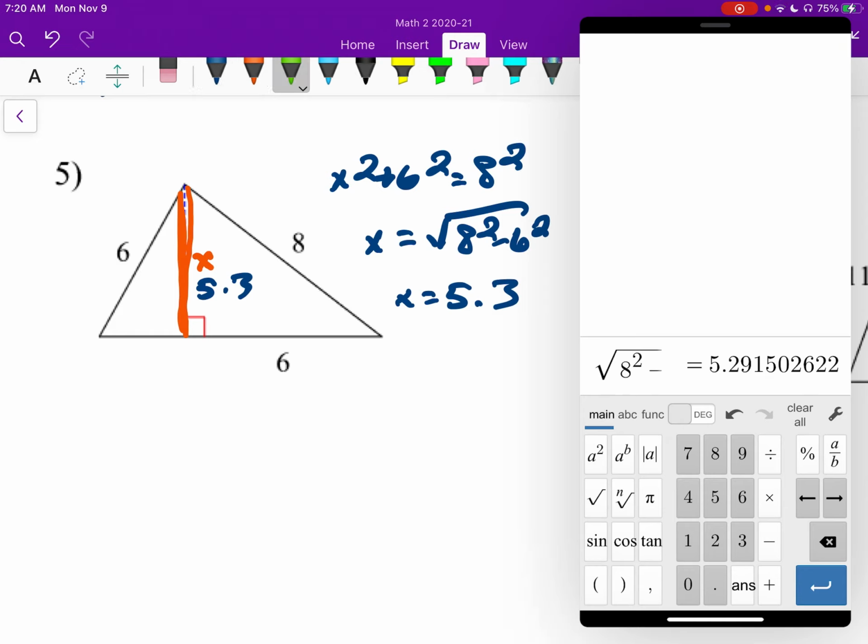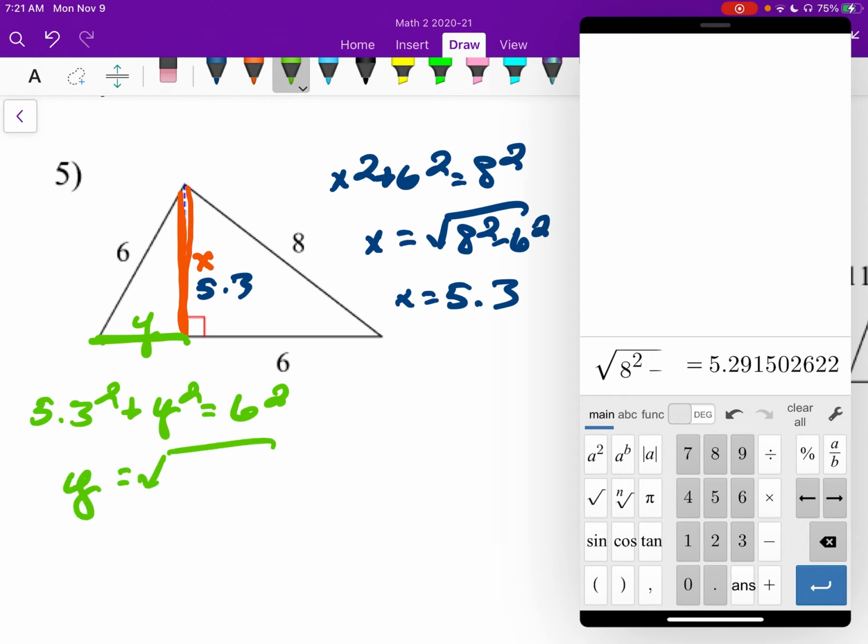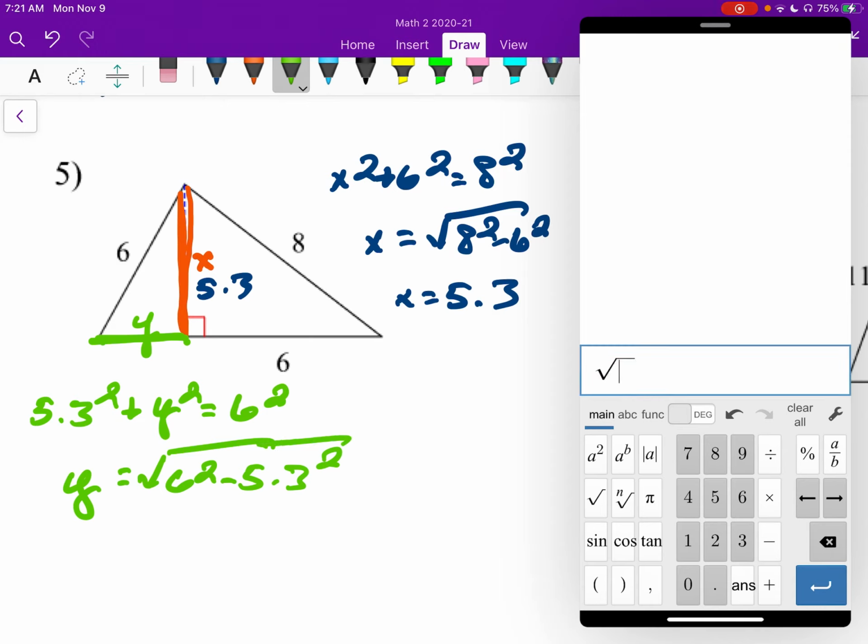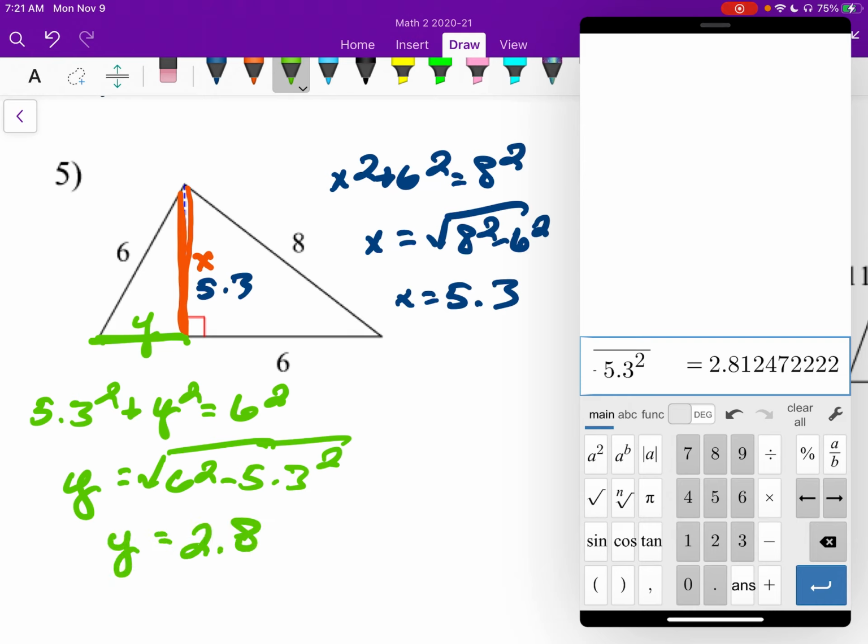Now we look at our left triangle here, and we need to find the base there. And unfortunately, we're not going to be able to use a trick like we did in number 4. So I'm going to have to say, well, 5.3 squared plus, we'll call this y, y squared equals 6 squared. So y equals root 6 squared minus 5.3 squared. And I got y equals 2.8.